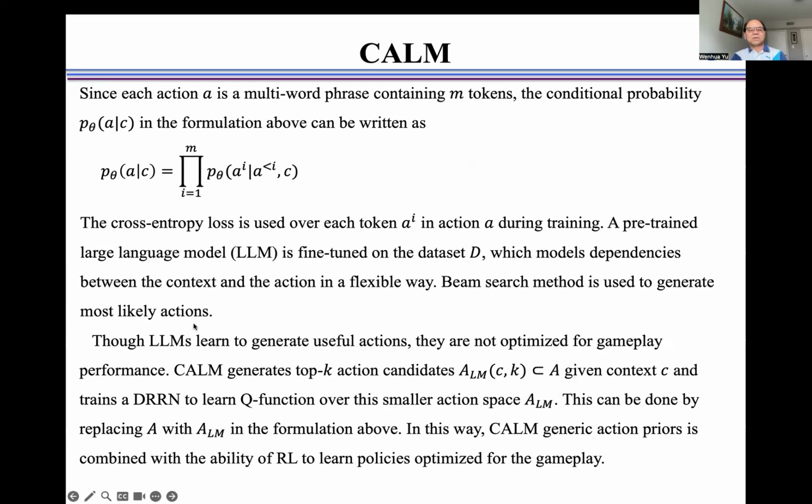Though large language models learn to generate useful actions, they are not optimized for gameplay performance. COM generates top K action candidates, A_LM, given context C, and trains a DRRN to learn Q function over the smaller action space A_LM. This can be done by replacing A with A_LM in the formulation above.